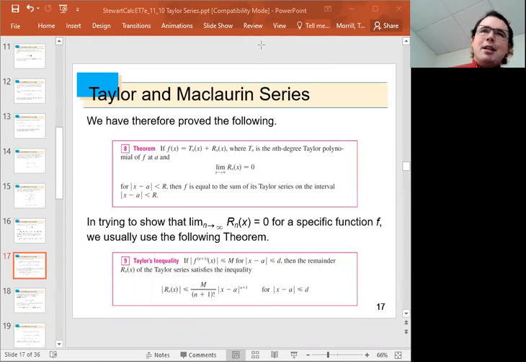So this is going to give me a formula for calculating whether or not the remainders go to 0. And whether or not the remainders go to 0 determines whether or not the function can or cannot be equal to a power series. Again, some functions can, some functions can't. And this is the test we're going to use.